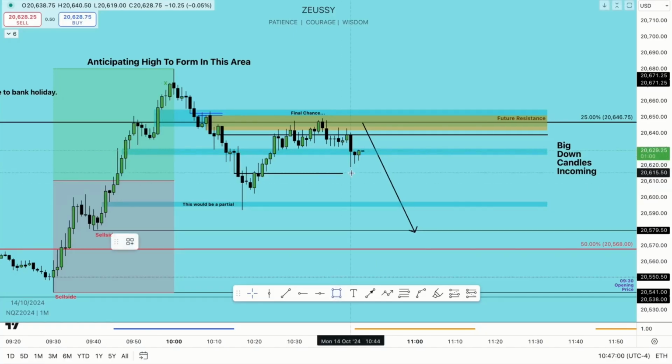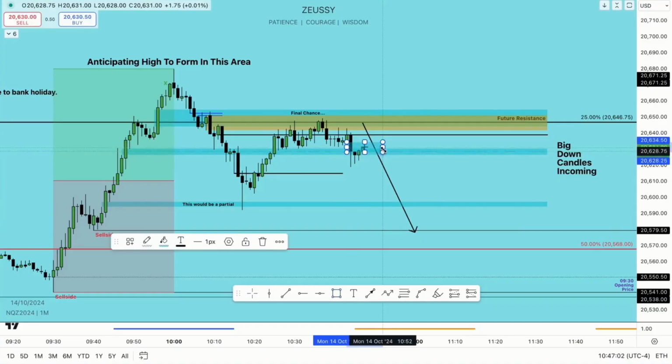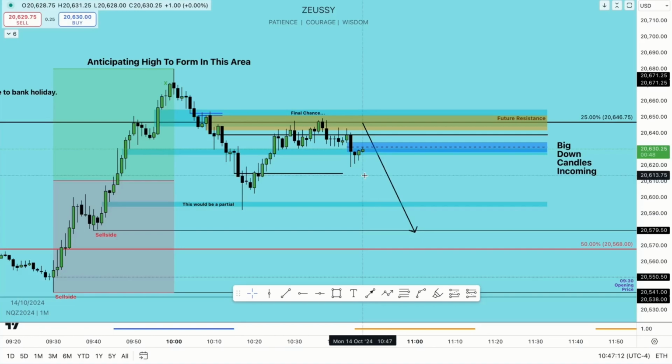Pay attention to this CB here. This CB has formed after that SMT formed on the highs, so ideally you never want to see this CB get displaced above, especially considering the fact that we're now, of course, in that new macro window. If we would displace above this CB, it would significantly decrease the chances of the market rolling over.